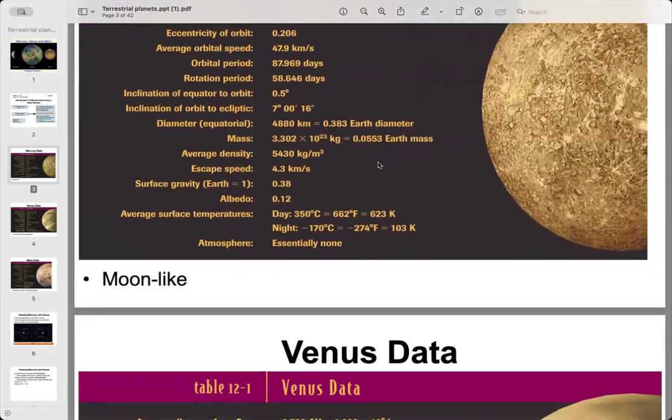The mass is 0.0553 Earth mass, or 5% of the Earth's mass. Its diameter is about 38% of Earth's diameter. Average density is 5430 kilograms per cubic meter. Surface gravity is 38%.